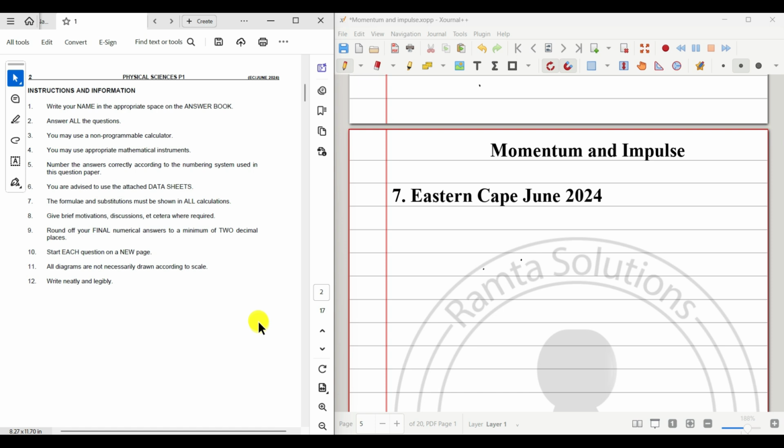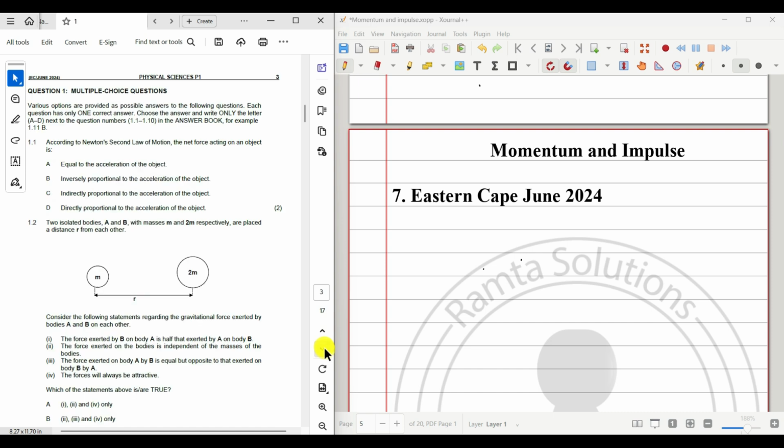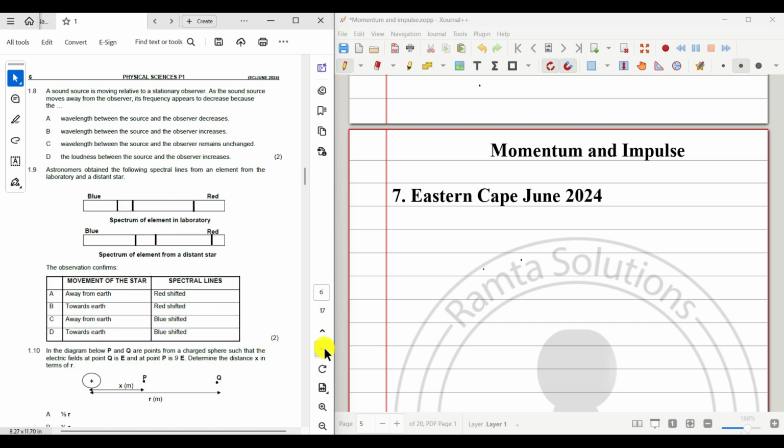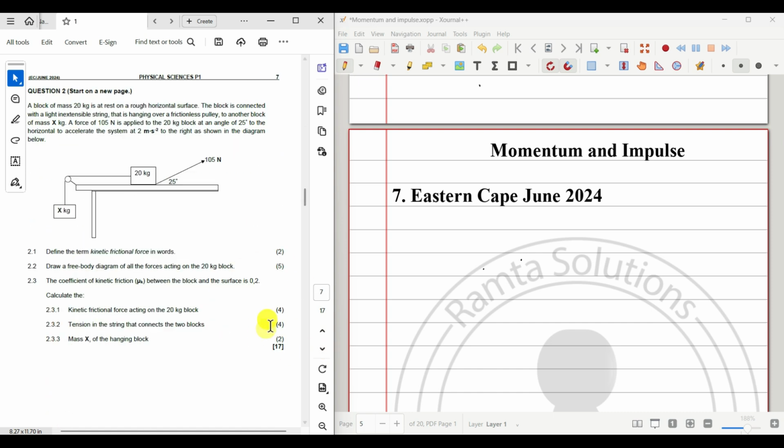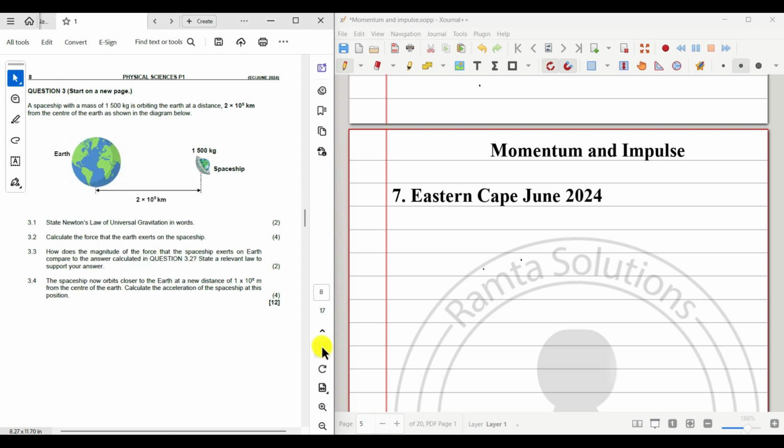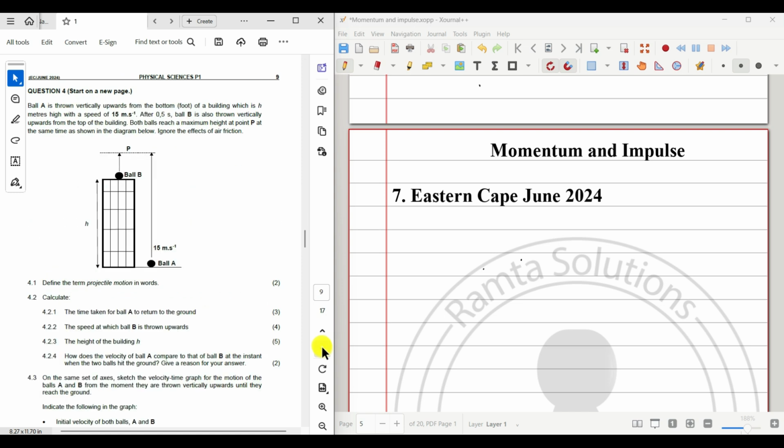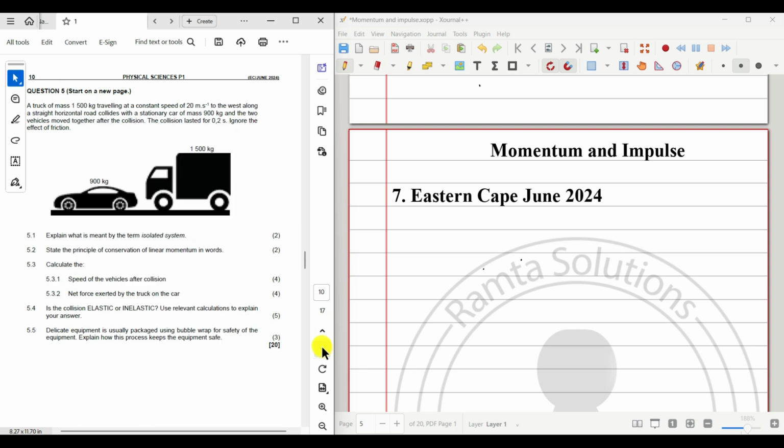So without any waste of time, let's check this paper. This is a June exam, so we can't really say momentum will be in question 4. It can be in question 4, it can be question 5, but let's see in this particular paper where it'll be. Question 2 is forces, and again question 3 is forces. Question 4 is vertical projectile motion. Now let's get to question 5.